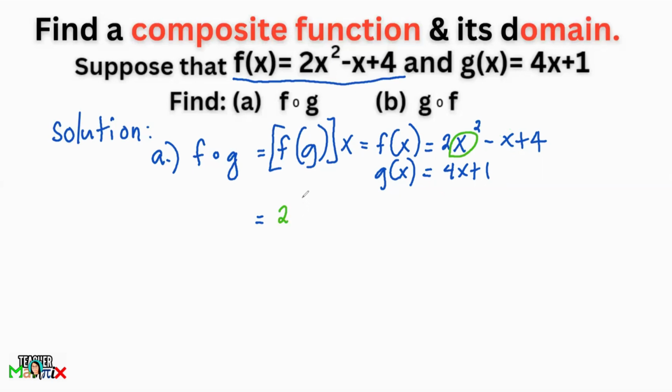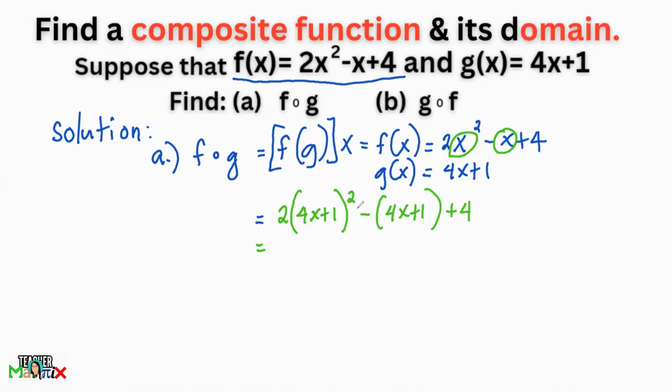2 times the square of 4x plus 1, minus then another 4x plus 1. That's it. Plus 4. Okay.